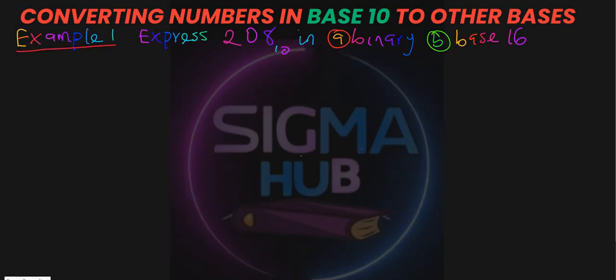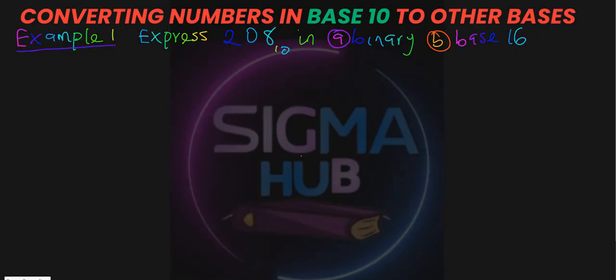Alright, in this video, we are going to be looking at examples on how to convert numbers in base 10 to other bases. And we are going to be looking at 3 examples. So the first example says we should express 208 in base 10 in binary and in base 16.